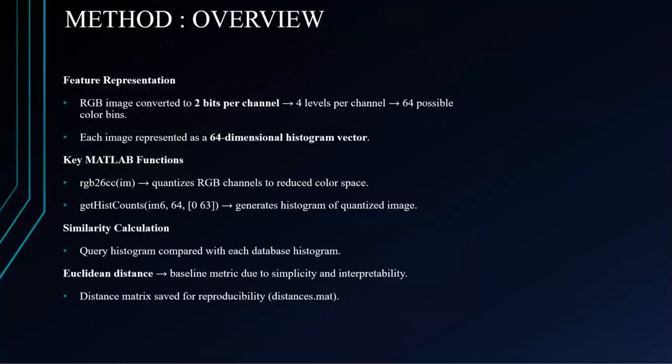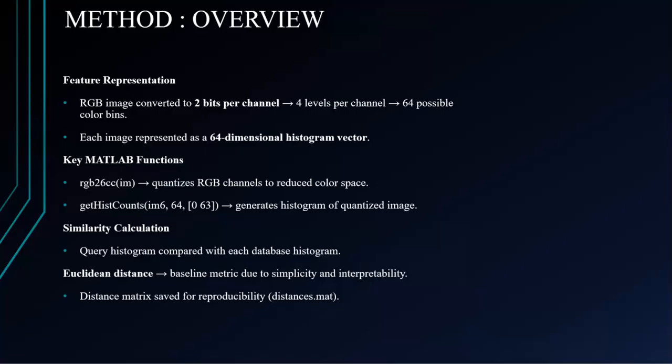Next comes similarity calculation. We take the histogram of the query image and compare it to every histogram in the database. The distance metric we use is Euclidean distance. This is a baseline choice, simple, interpretable, and widely used. We then sort the distances in ascending order.